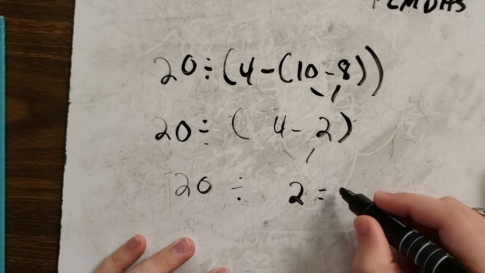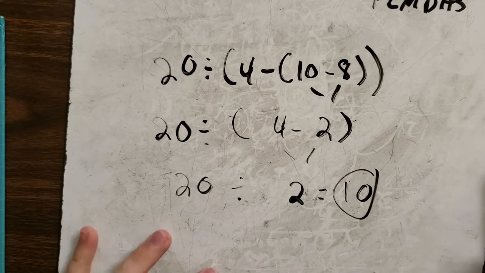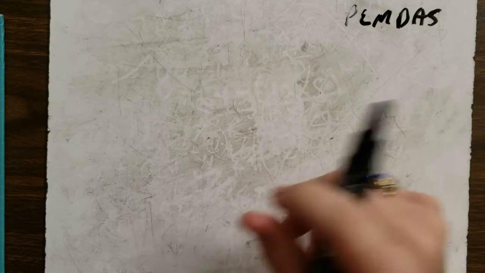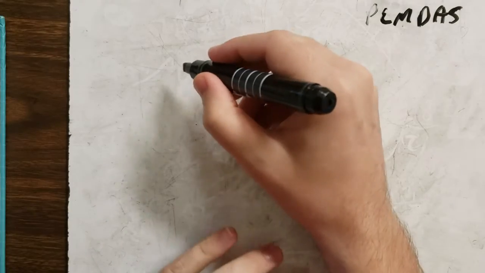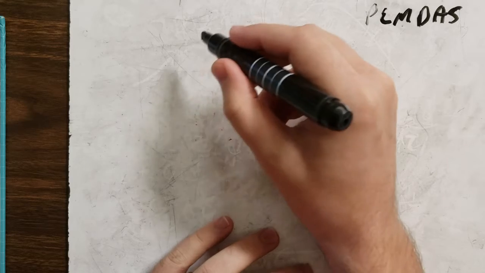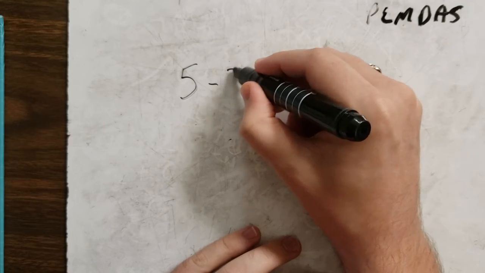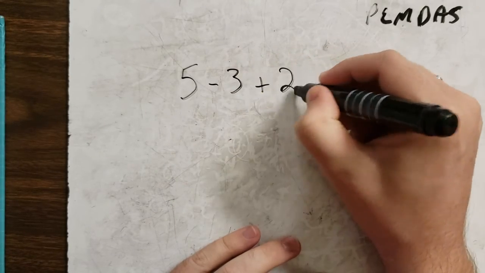20 divided by 2 equals 10. And that's our answer. One last problem before I give it over to you. 5 minus 3 plus 2.